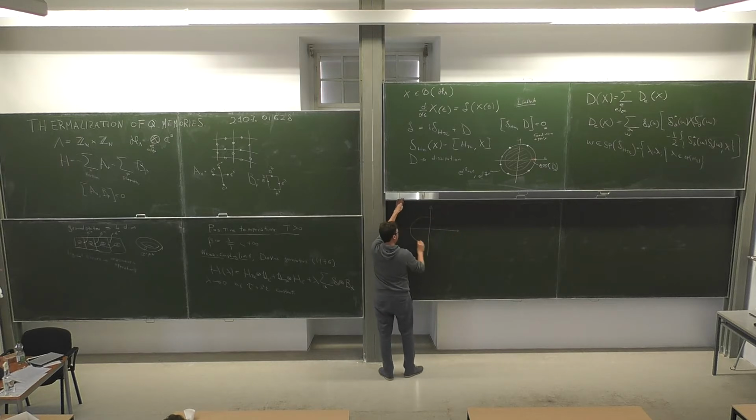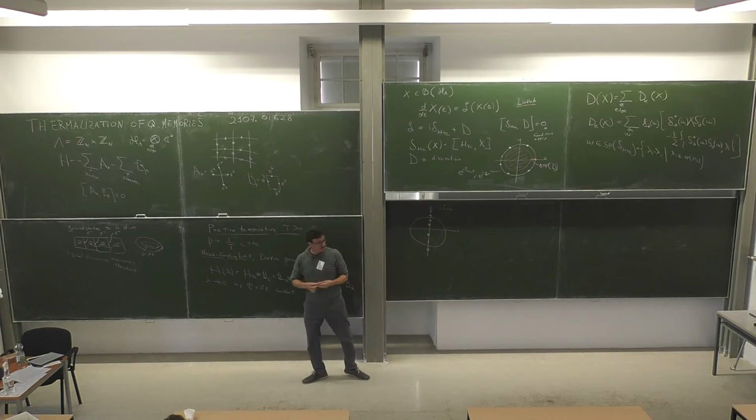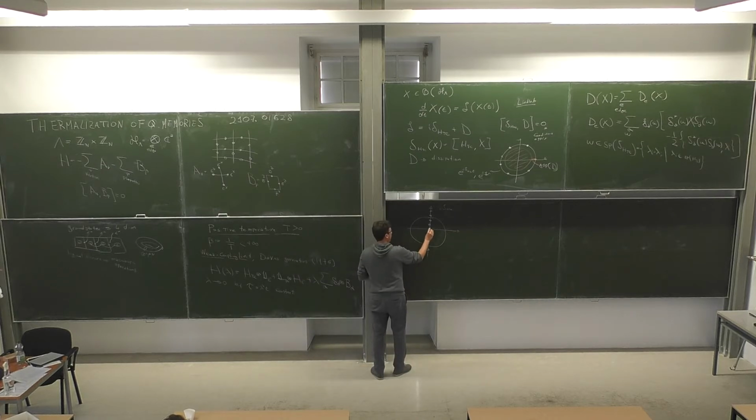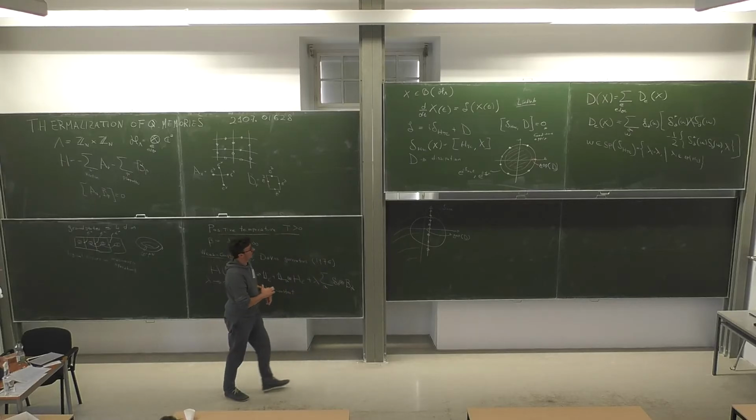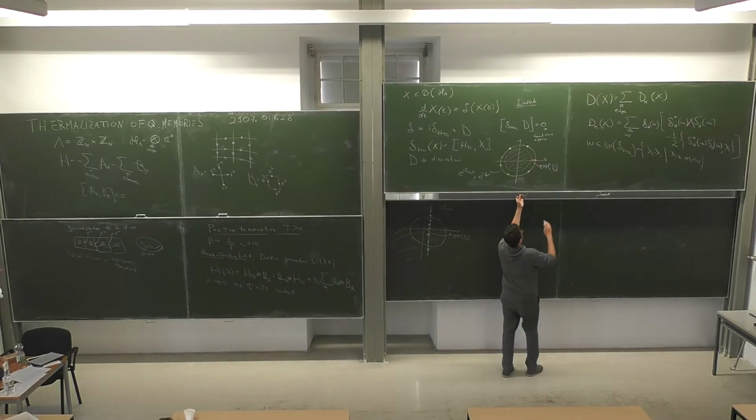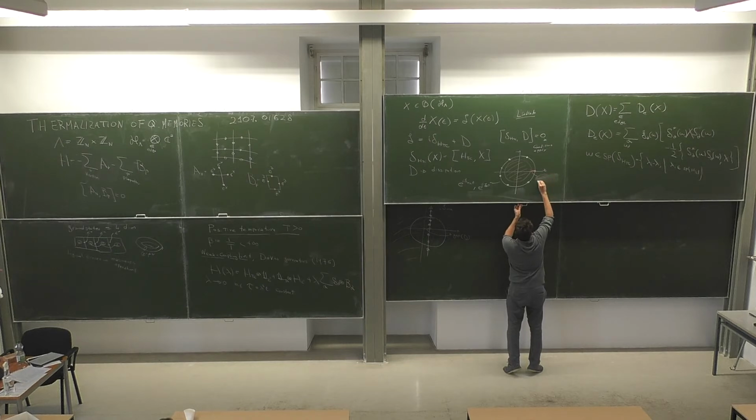Then the spectrum of the dissipative part has a kernel, and then everything else is on this left-hand side. This half-plane, and this is the gap now. This is e to the minus gap.